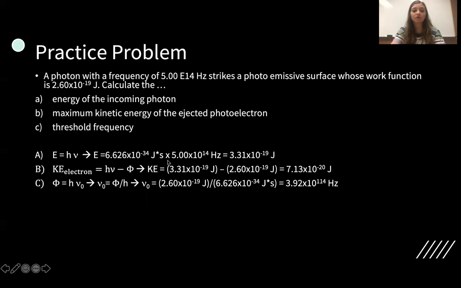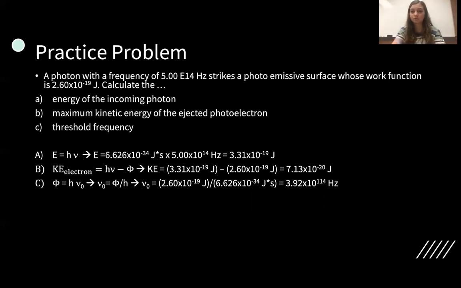It would be three significant figures because our frequency is three significant figures, and we can go farther on Planck's constant. Okay, and that's in joules. Part B is the maximum kinetic energy of the ejected photoelectron.